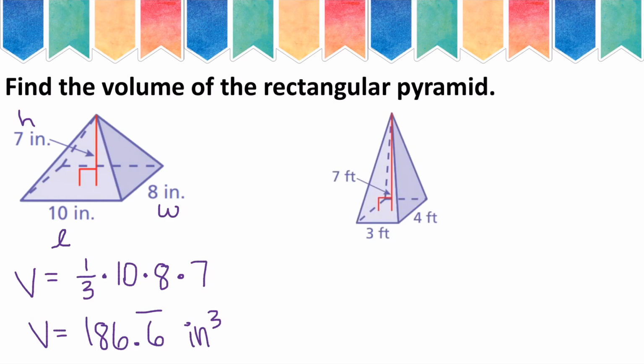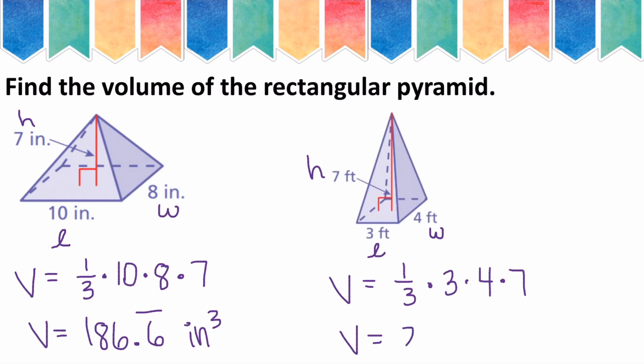Now, looking at the second question, my length would be 3, my width would be 4, and again, my height is going to be 7. But because it's a pyramid, I will do 1/3 times length times width times height. And I will get the answer of 28 feet cubed.